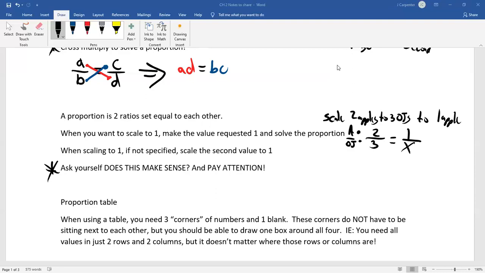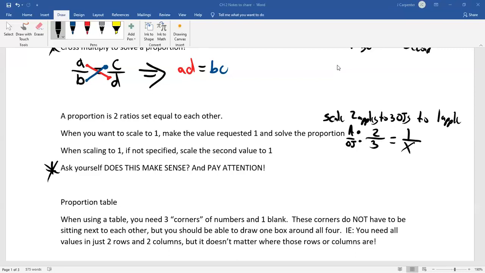But when you're using a table, you need what I call 3 corners of numbers and a blank. You need 3 corners of numbers and a blank. These corners do not have to be all sitting next to each other, but you should be able to draw one box around all 4. That is, you need all values in just 2 rows and 2 columns, but it doesn't matter where those rows or columns are. Now that might not make a lot of sense without seeing the examples. We're going to see the examples and get it to make sense. Don't worry.